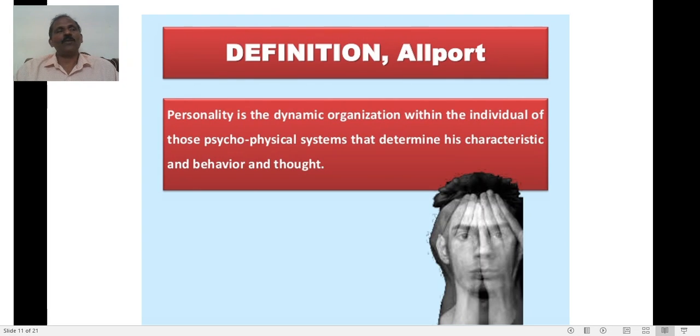Then Allport identified more than 5,000 words to explain the characteristics of a person. These characteristics, which are in large number, will be reduced into fewer traits based on some techniques, maybe like factor analysis. Norman is one who has given such an equation. So personality is a dynamic organization within the individual, what is inside. We can't see and understand it, but it plays a fantastic role. Those psychophysical systems determine his characteristics, behavior and thought. You have the physical, maybe body type, then the psychological system within the individual makes his personality, and accordingly he behaves and his thinking process is influenced.